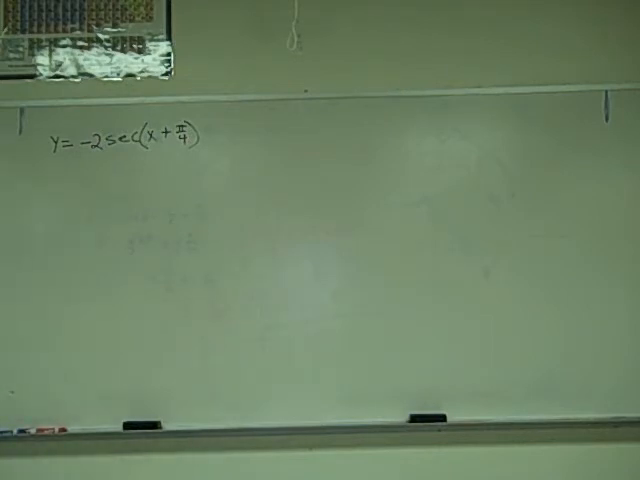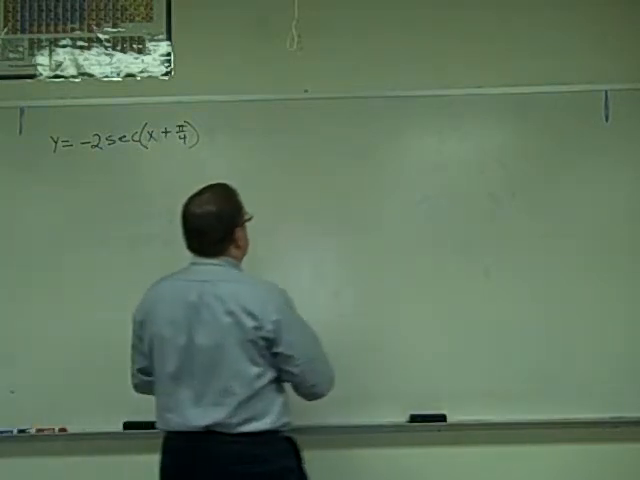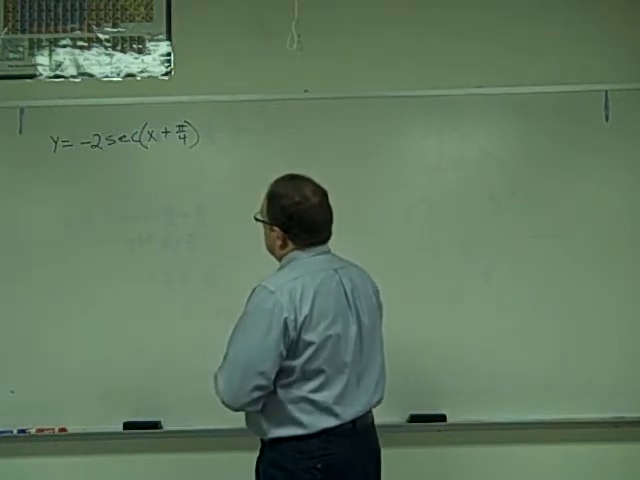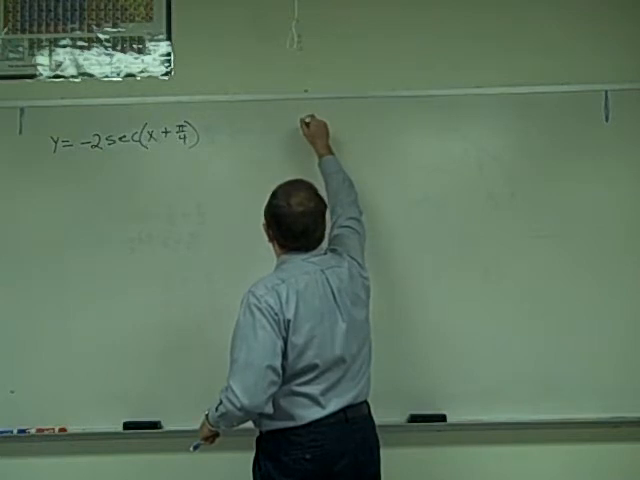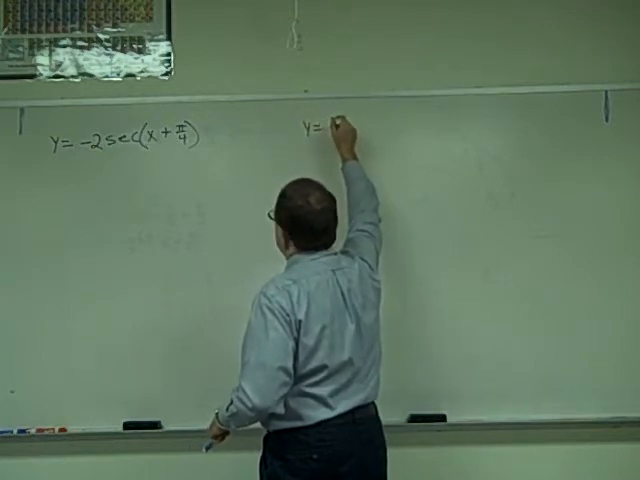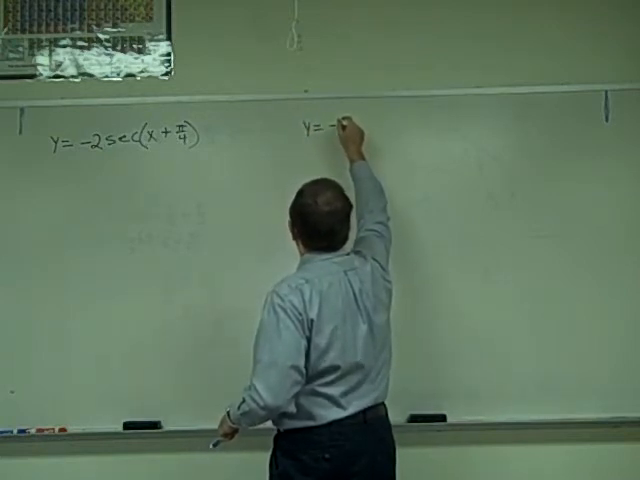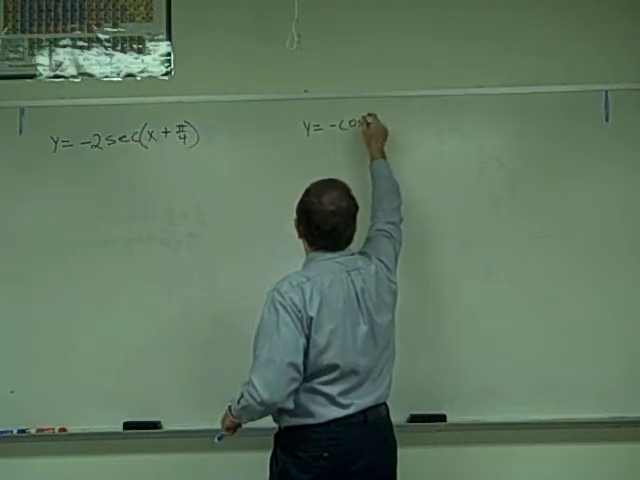Okay? What's the first thing when we look at our reciprocal identities, or our graphs? In this case, what are we looking at? Well, what do we want to look at first? What is the reciprocal? Right. Okay, the reciprocal of secant is what? Cosine, right. So, y equals to a negative, and we'll use negative cosine.